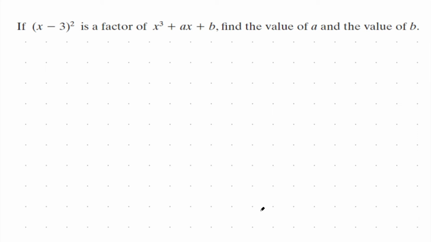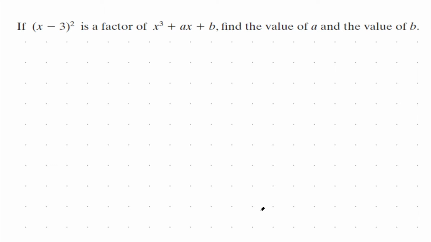In this video, we're going to take a look at using our skills from the Identities chapter and applying them to finding the factors, and in this scenario, finding out what the coefficients and the constants are in our cubic. So they're telling us that (x minus 3) all squared is a factor of x cubed plus ax plus b.